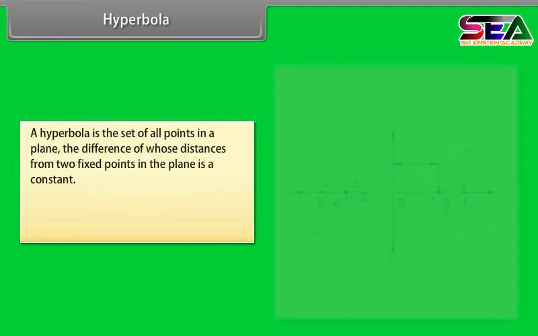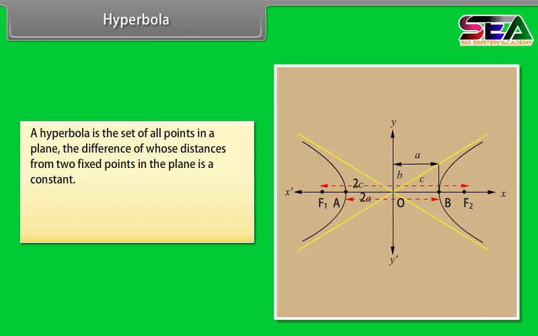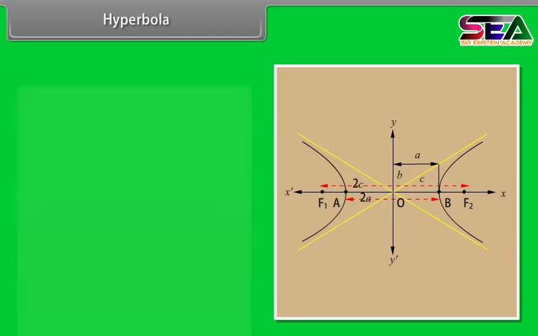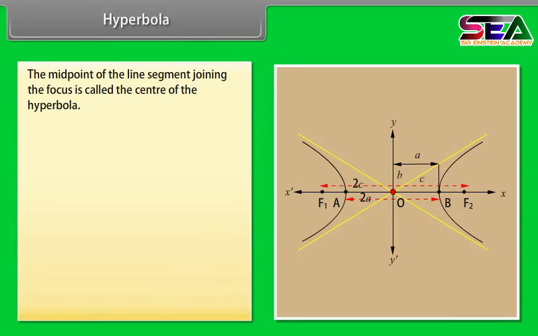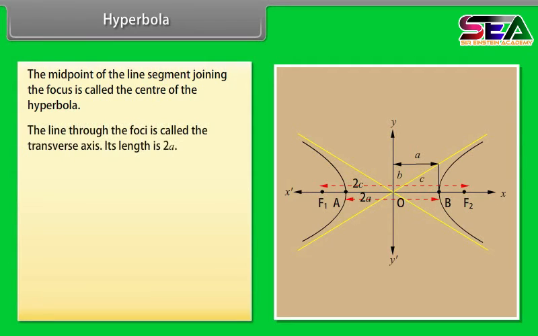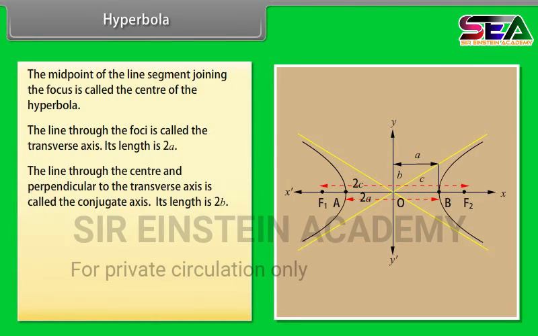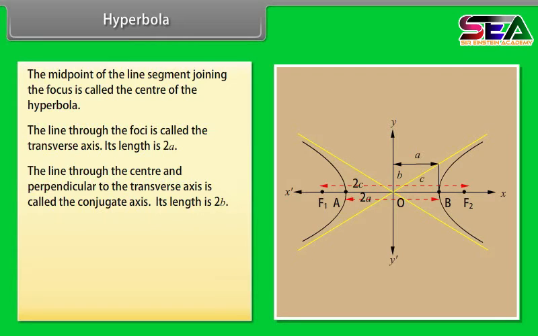Hyperbola. A hyperbola is the set of all points in a plane, the difference of whose distances from two fixed points in the plane is a constant. The two fixed points are called the foci of the hyperbola. The midpoint of the line segment joining the foci is called the center of the hyperbola. The line through the foci is called the transverse axis. Its length is 2a.